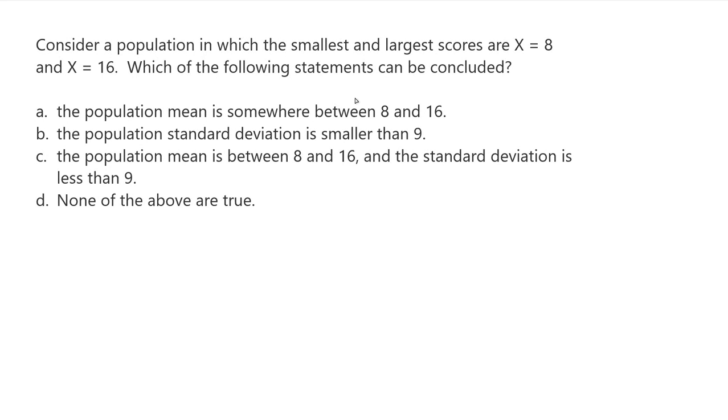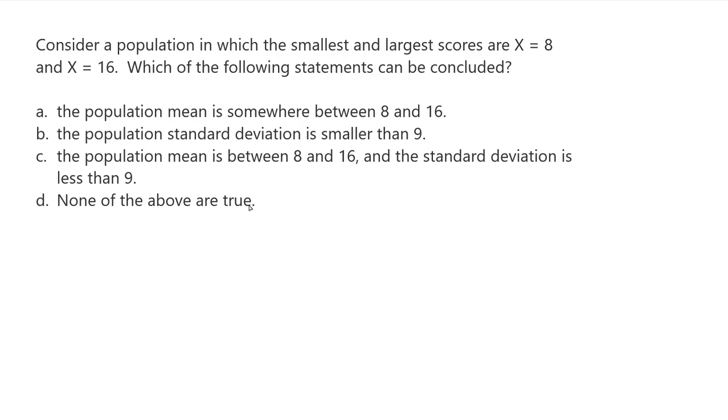Consider a population in which the smallest and largest scores are x equals 8 and x equals 16. Which of the following statements can be concluded? A. The population mean is somewhere between 8 and 16. B. The population standard deviation is smaller than 9. C. The population mean is between 8 and 16 and the standard deviation is less than 9. D. None of the above is true.